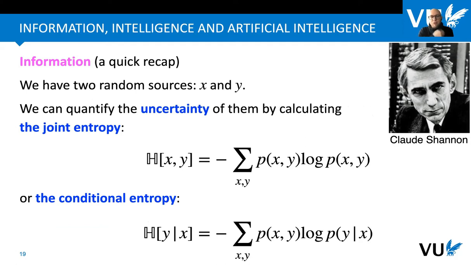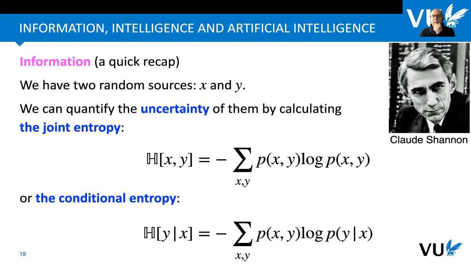Now, of course, we can introduce two random sources of data. And now we can ask, can we still use the definition of entropy to quantify the uncertainty of these random variables? And the answer is yes. We can calculate the joint entropy. And moreover, we can even define the conditional entropy. So what is the entropy of one random variable given already some information about the other random variable? Please notice that in the conditional entropy definition, we still need to use the joint distribution of two random variables.